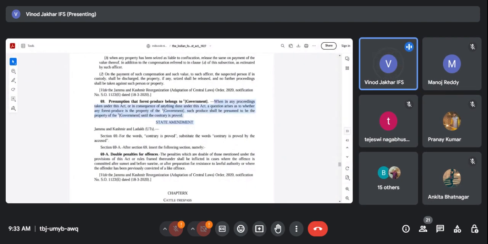This is the basis. When in any proceedings taken under this act or in consequence of anything done under this act, a question arises as to whether any forest produce is the property of government, such produce shall be presumed to be property until the contrary is proved. So the burden of proving is on the accused. He has to prove that the timber or forest produce or any animal article that he is carrying is not from the forest.